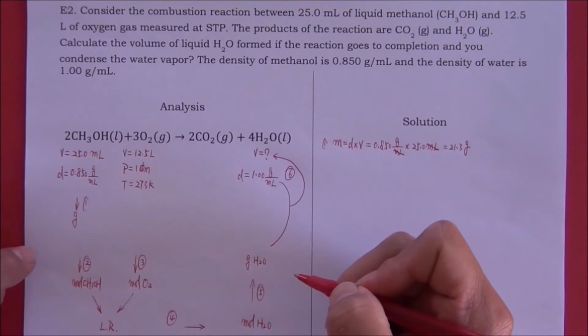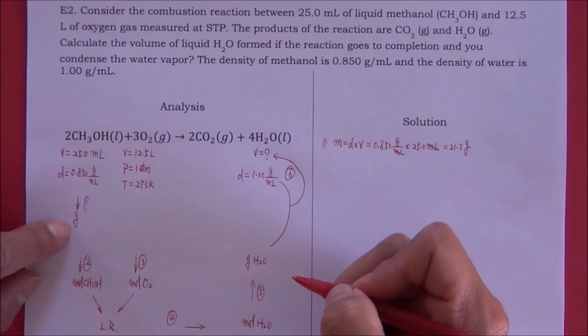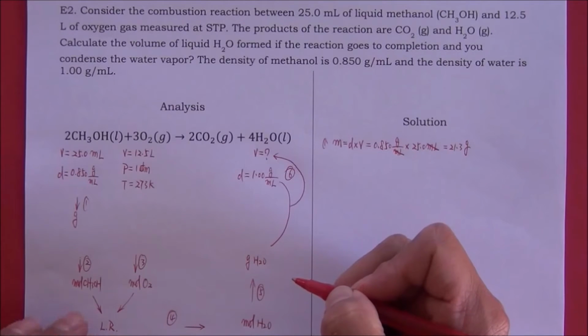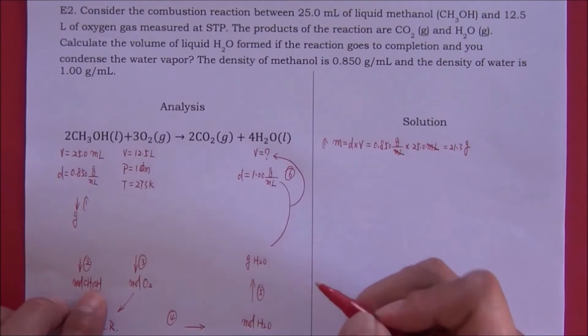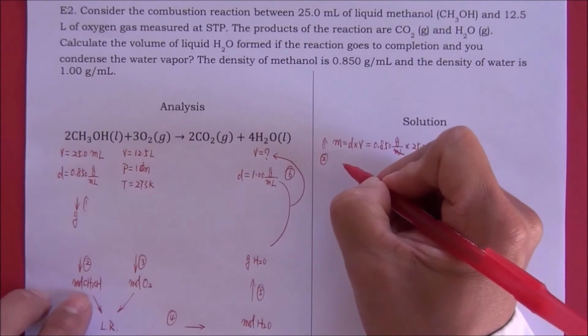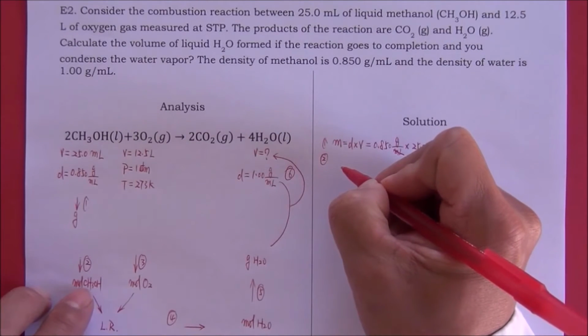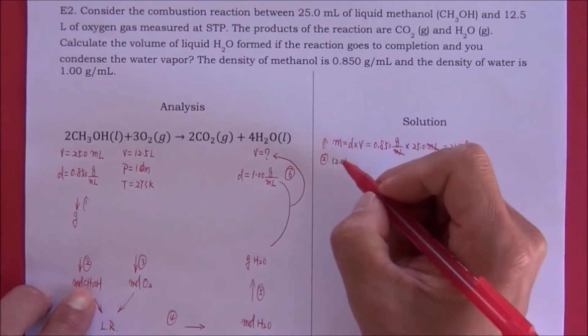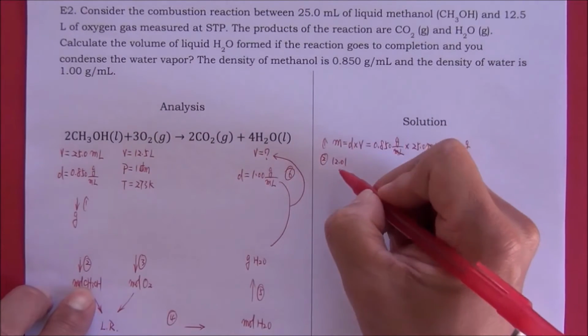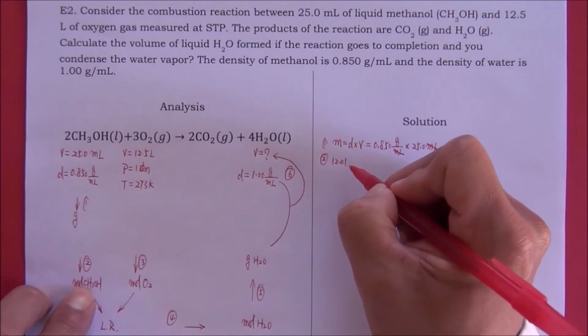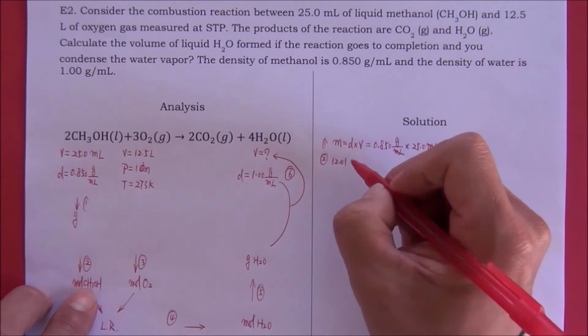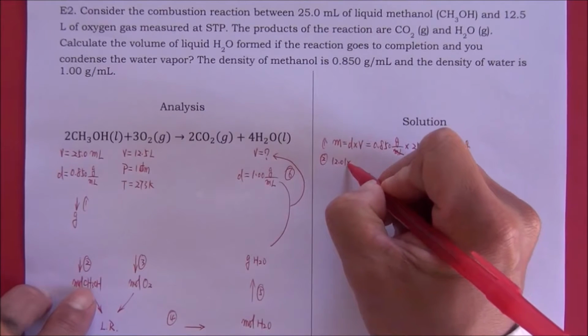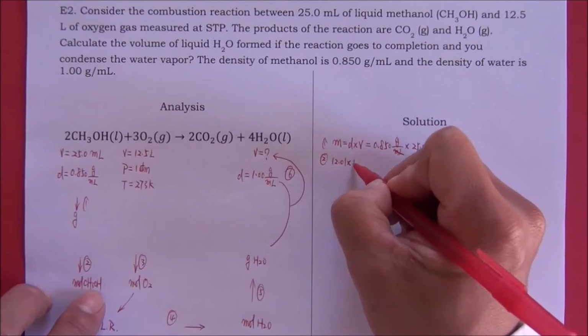Step 2. We will convert the mass of methanol into the moles of methanol. We need to calculate the molar mass first. Each methanol molecule contains 1 carbon. If you look up a periodic table, you will find that the atomic mass of carbon is 12.01. We only have 1 carbon atom in the molecule.